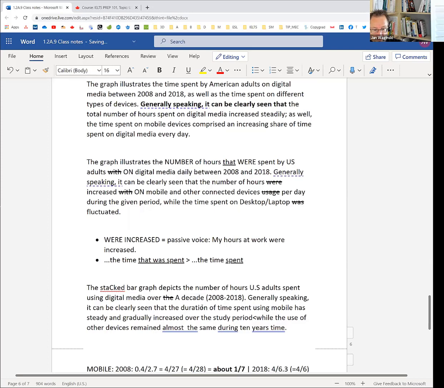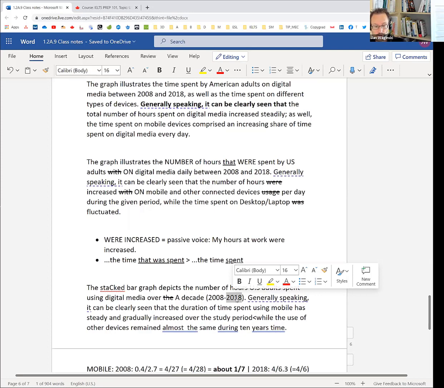Generally speaking, it can be clearly seen that the duration of time spent using mobile has steady. Okay. This is 2018, which is in the past. It means it's finished. So you can't use present perfect to describe a specific past time. There's some cases where you can, but I'm not going to go into those. As far as we're concerned, don't do it. So the duration of time spent, you can't say has increased, just increased. Okay. Past simple.